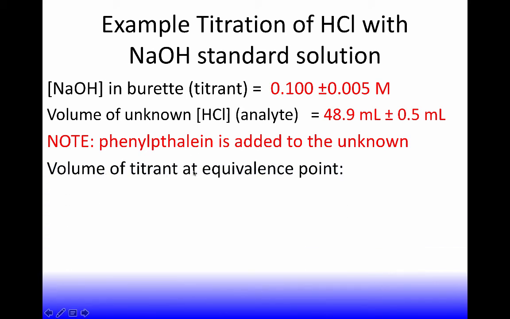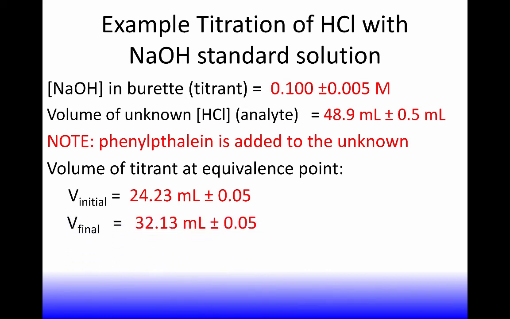Now, we have to figure out how much of this known solution was added to get to the equivalence point. So we have to write down the initial volume. Now, burettes are weird. At the top, as you fill it, you'll see the numbers go down. So at the top, it'll say 0. At the bottom, it'll say 50. So when you put in your solution, you write down whatever value you see. In this case, it's 24.23 mL, and it's plus or minus 0.05 because the markings are 0.1 milliliter, which means the absolute error is plus or minus 0.05 milliliters.